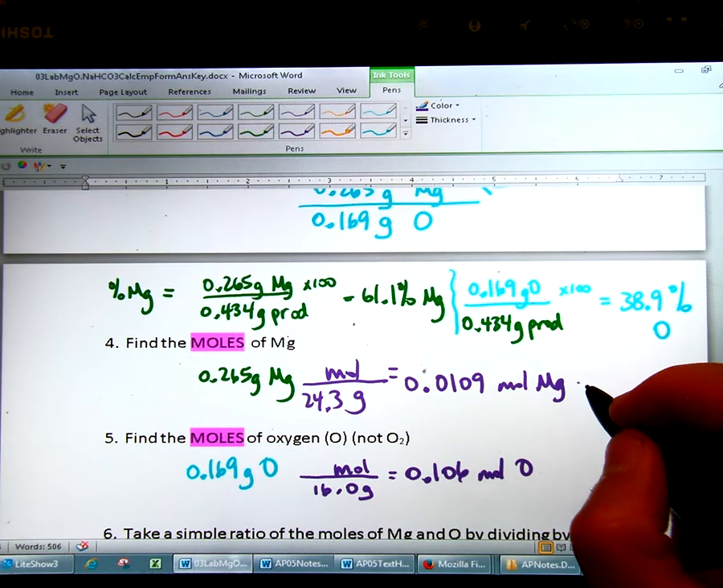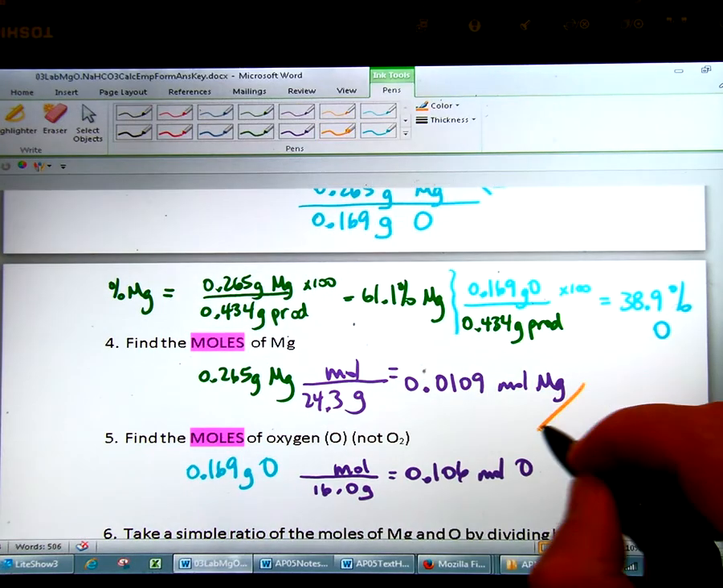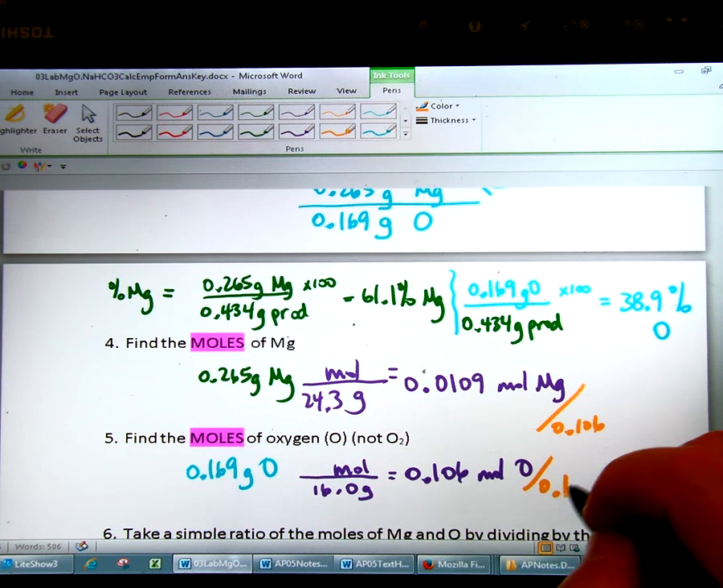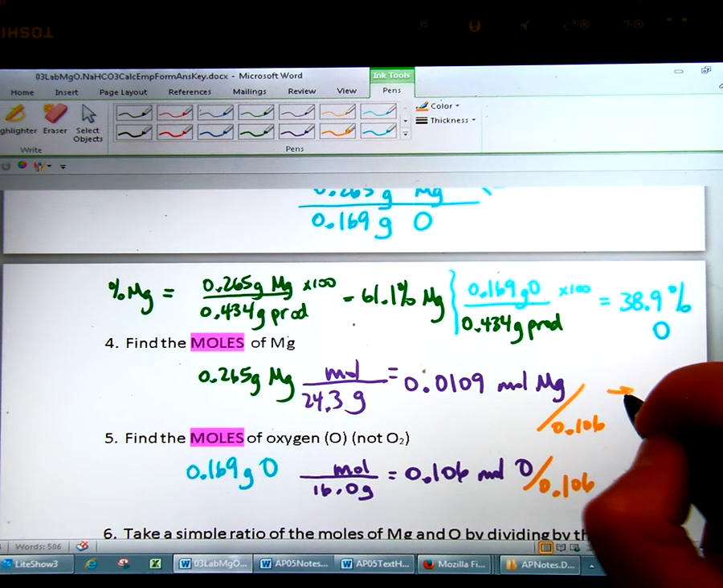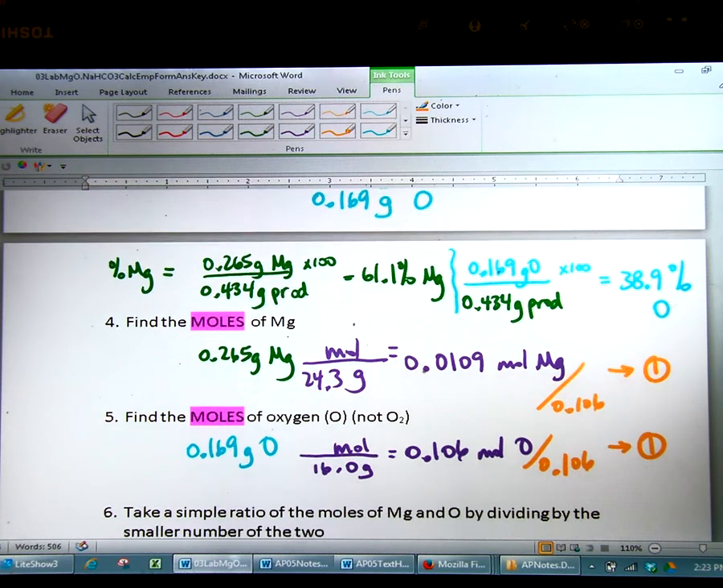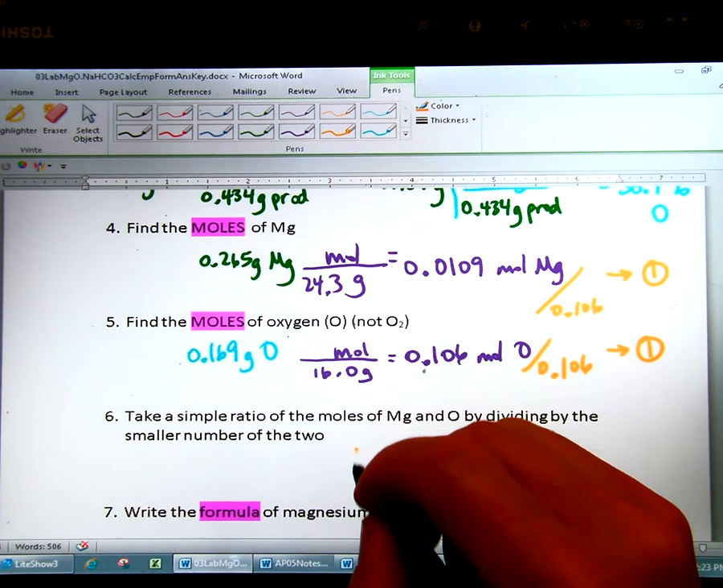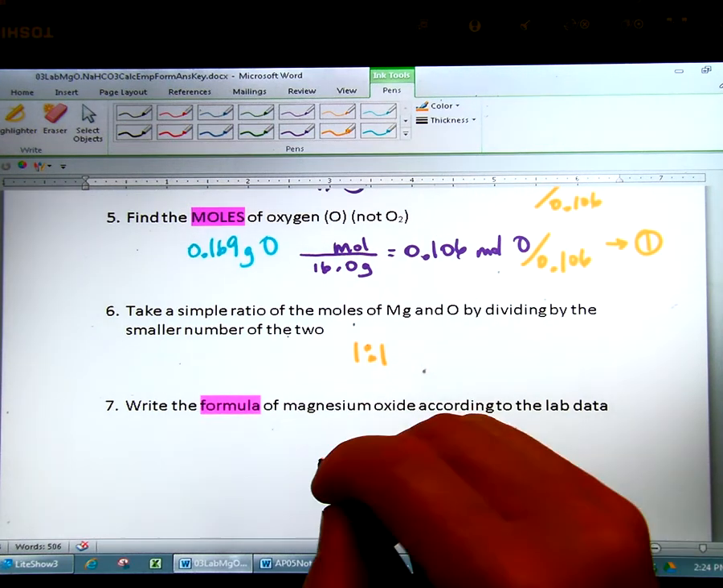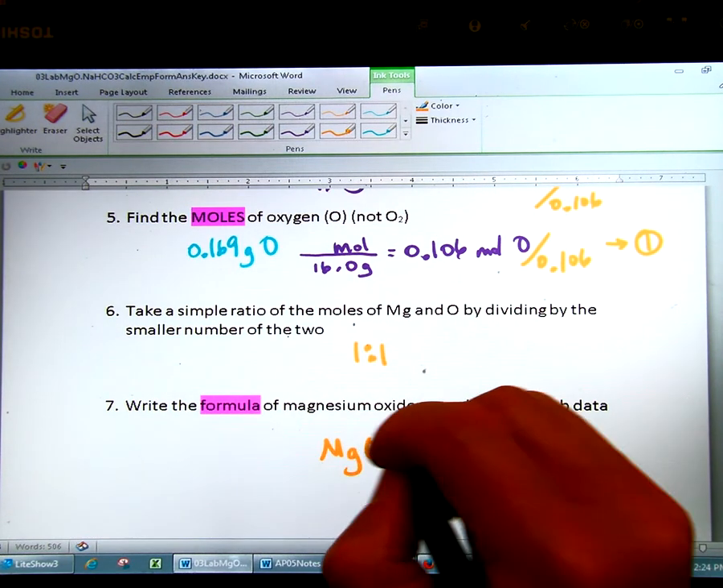So now what we want is a simple ratio of these two. So you would divide by the smallest one. The smallest one is 0.0106. So 0.0106, and that's going to equal, basically rounded, a 1-to-1 ratio. So if it's a 1-to-1 ratio, that means the formula must be, in our example, MgO.